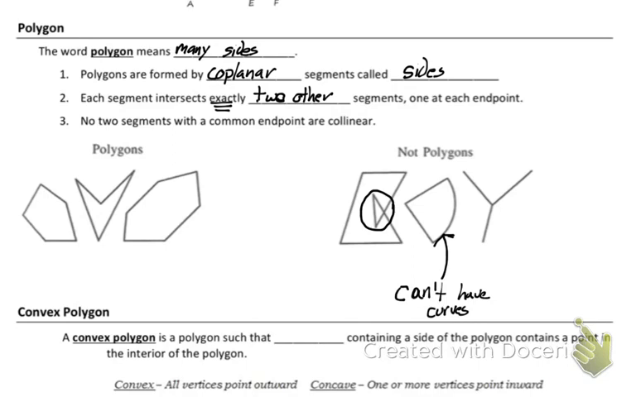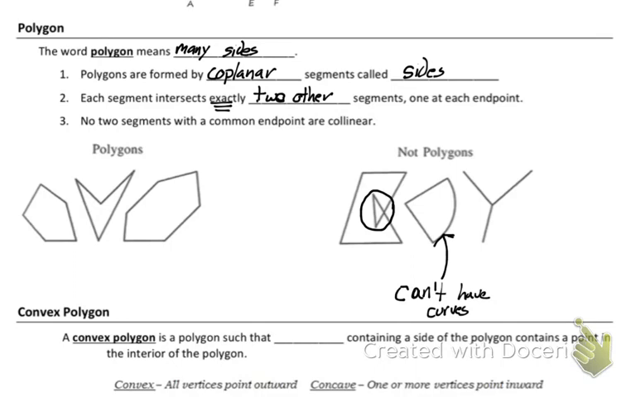This one? Oh, they're coplanar. It's just we have this overlap. See how it's intersecting? We're intersecting here. It's only allowed to intersect at endpoints. So here and here I'm okay. The problem is I'm intersecting somewhere other than my endpoint, so it is not going to be a polygon because I have too many intersections there.